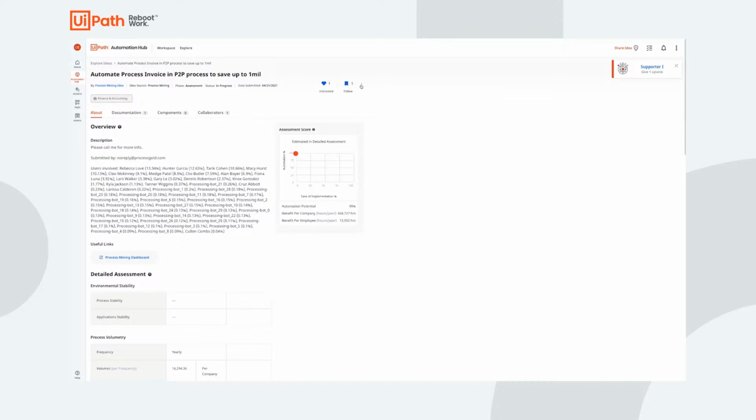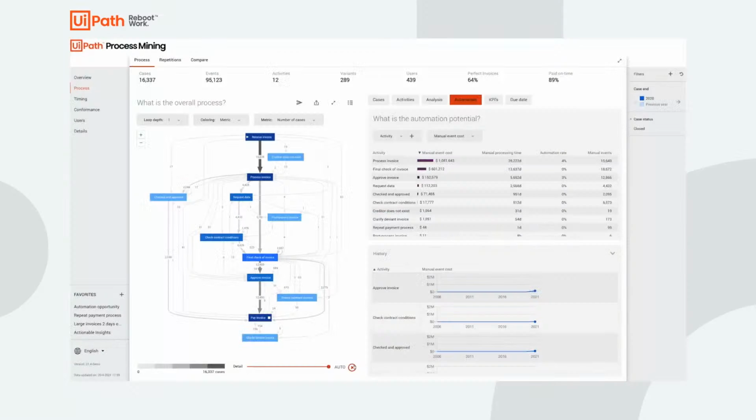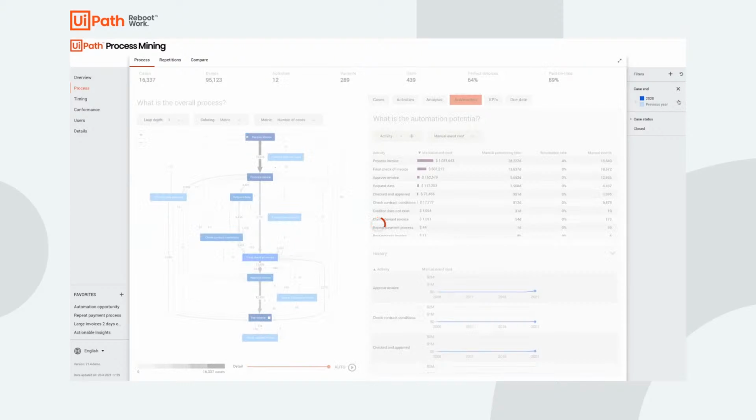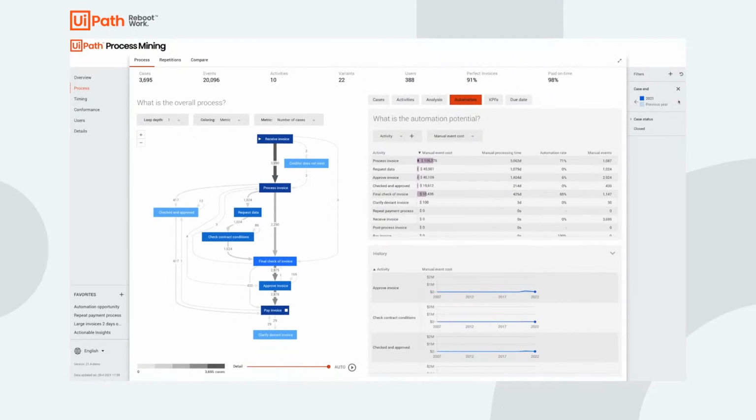Let's move to the future and see how the accounts payable process is performing in 2021. Andrea and her manager, Helen, are excited. By simply leveraging the UiPath automation platform, they were able to increase the automation rate of the process invoice activity from 4% to 71%, which has had a very positive effect on their KPIs. Perfect invoices went from 64% to 91%, and the paid-on-time rate is now close to 98% for all cases.